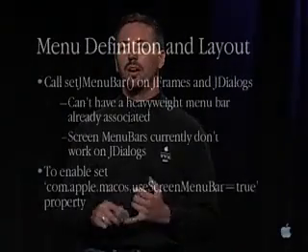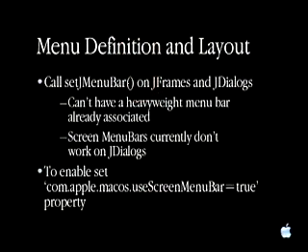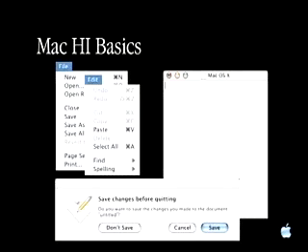But once you've called setJMenuBar on your frame or your dialog, all you need to do is enable the com.apple.macos.useScreenMenuBar property and set that to true. You can either do that programmatically in your code, or you can do that as a command line switch. But it's as easy as that.